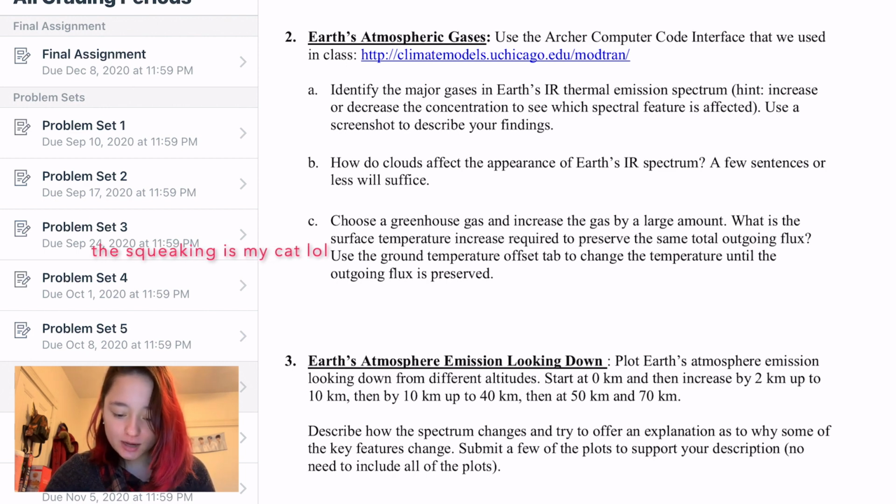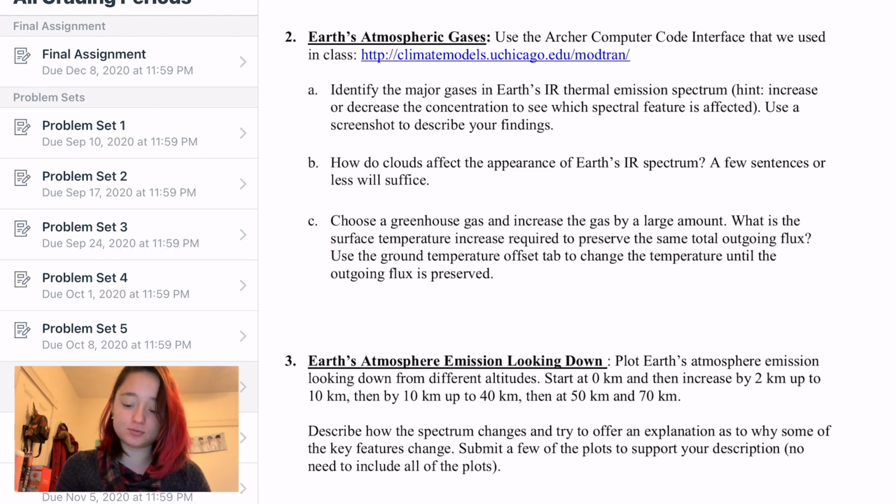It says, how do clouds affect the appearance of Earth's infrared spectrum? And it says, choose a greenhouse gas and increase the gas by a large amount. What is the surface temperature increase required to preserve the same total outgoing flux?